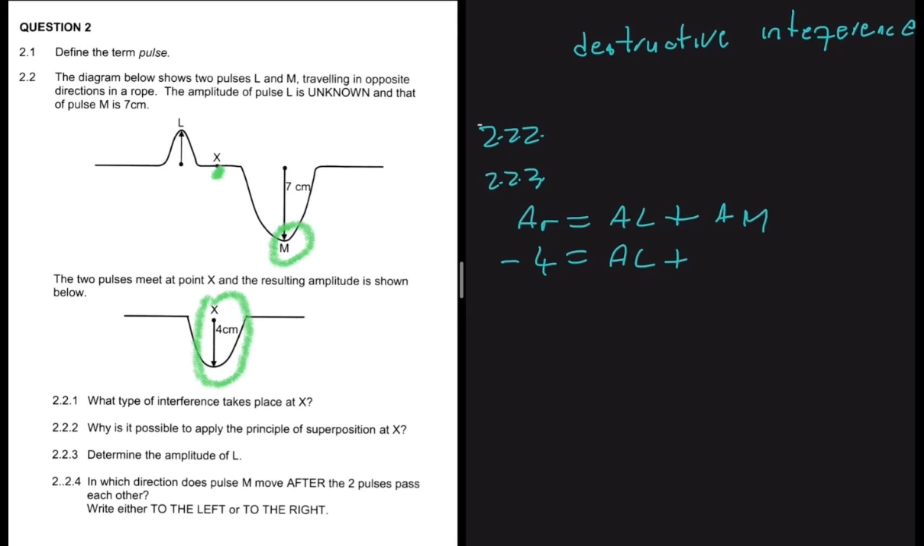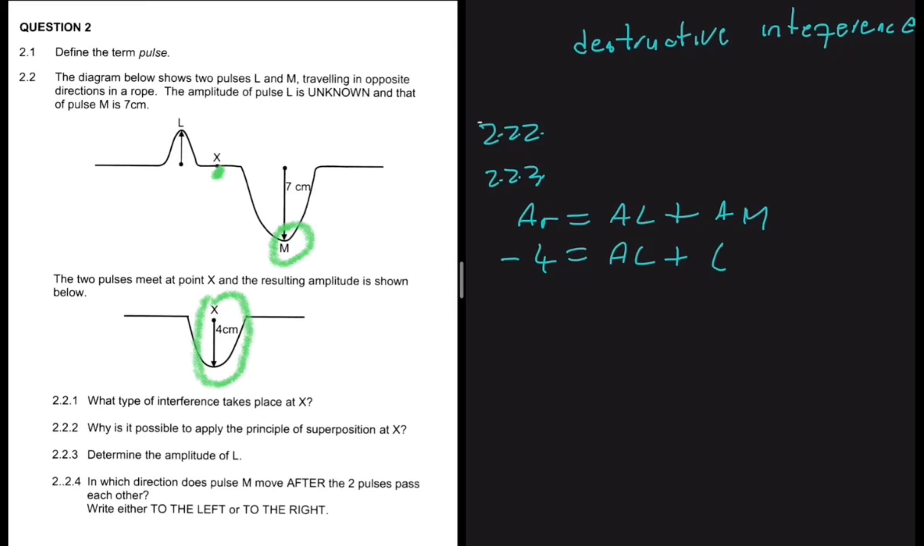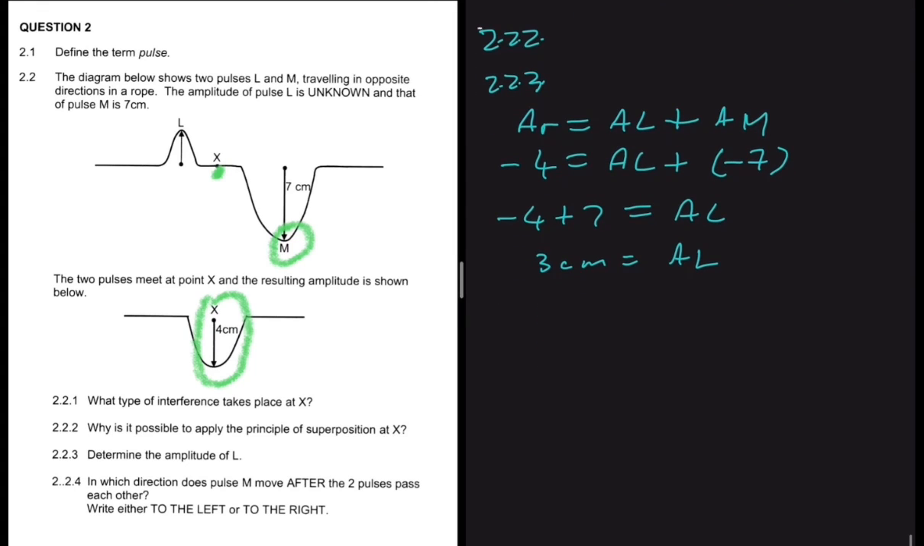The amplitude of M is also below the position of equilibrium, so we're going to substitute it with a negative sign. So we're going to have minus 7. If we take minus 7 to the left hand side, we're going to have minus 4 plus 7 is equal to the amplitude of L. So 3 centimeters is equal to the amplitude of L. And just like that, we've determined the amplitude of L.